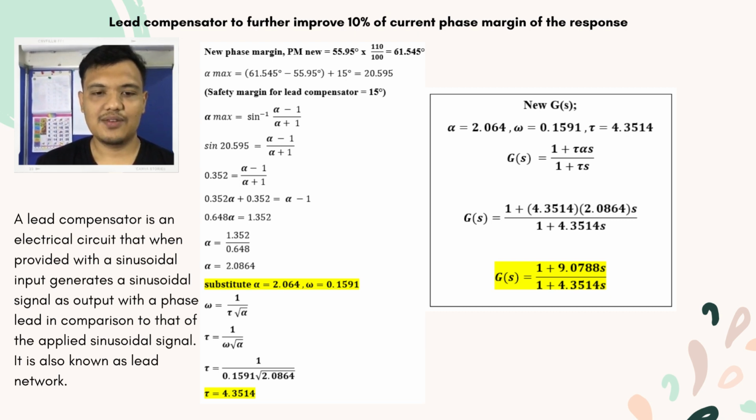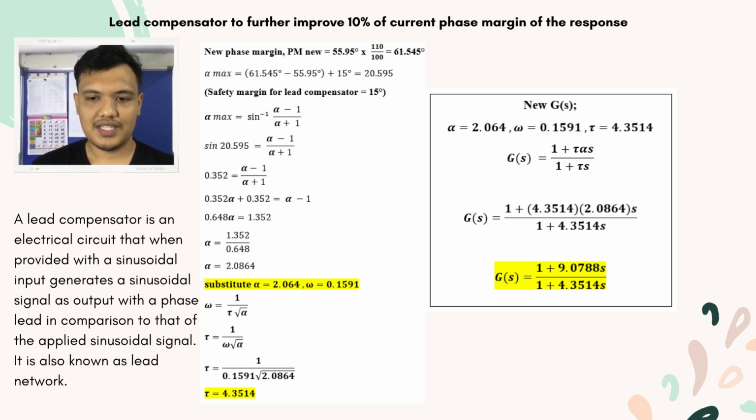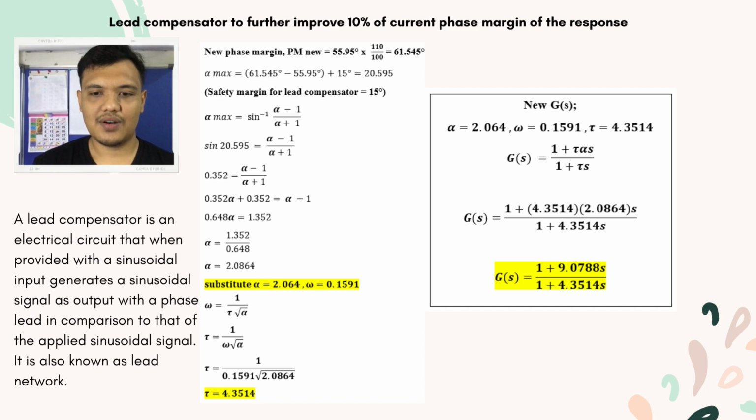To find the new phase margin, or new PM, the previous phase margin produced from question 2 needs to be multiplied by 110%. Then, don't forget to add 15 degrees as the safety margin for the lead compensator. After that, we need to find the values of alpha, omega and tau to create a new general solution as shown in the box figure.